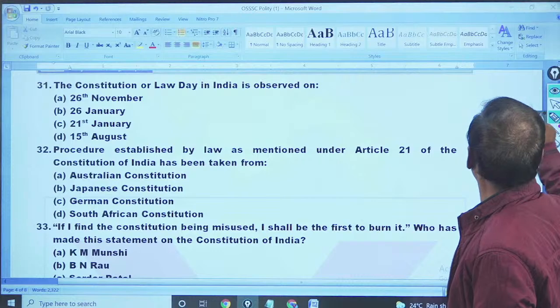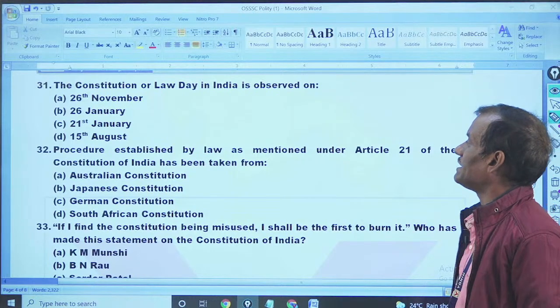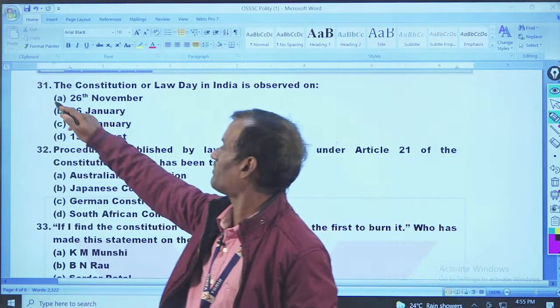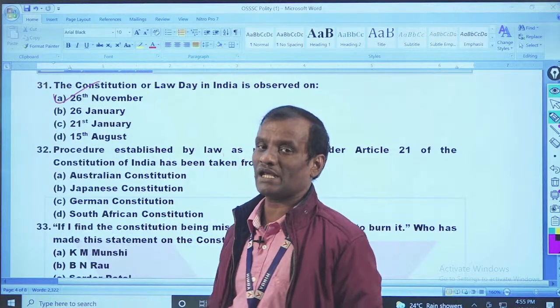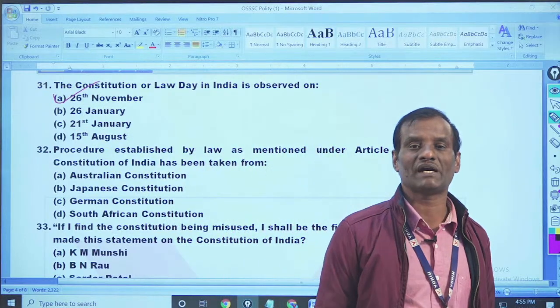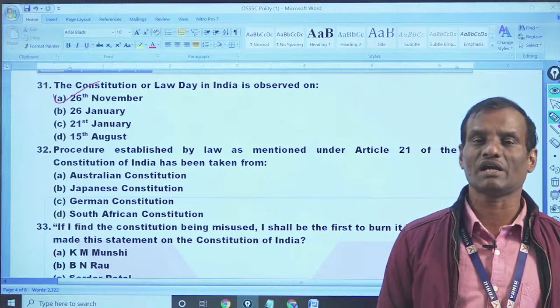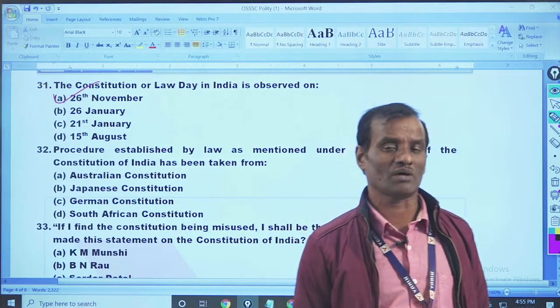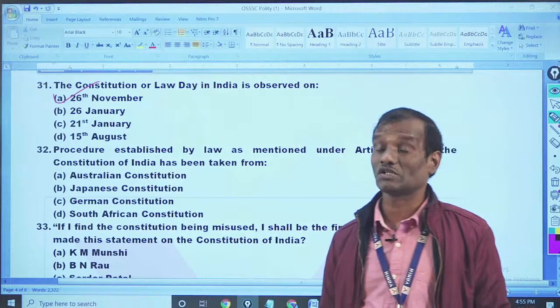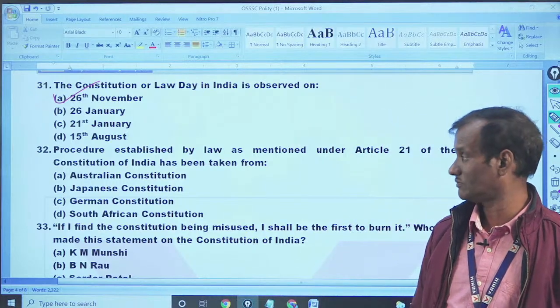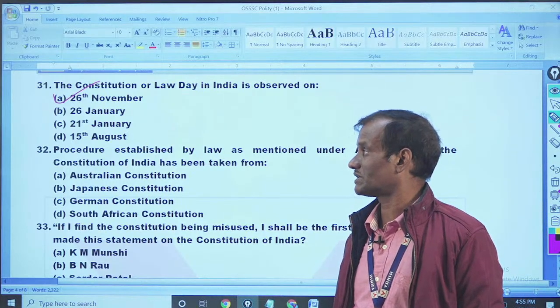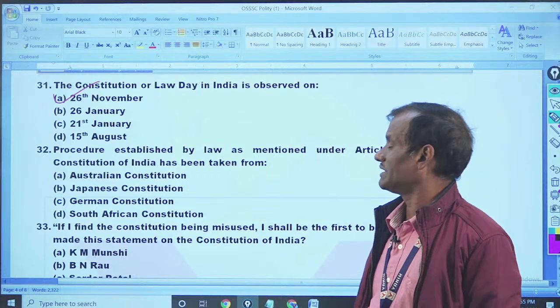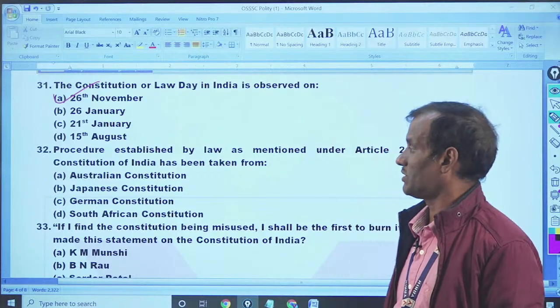The Constitution or Law Day in India is observed on 26th November, because on this day the Constitution was adopted. The National Constitution Day is observed on 26th November every year. It is also called National Law Day. So that is 26th November, not January. On this day in 1949 the Constitution was adopted.